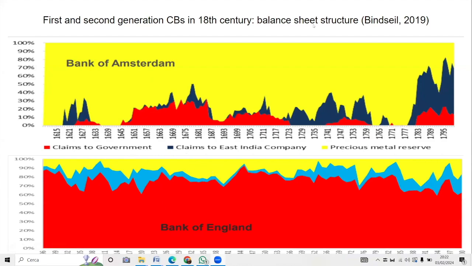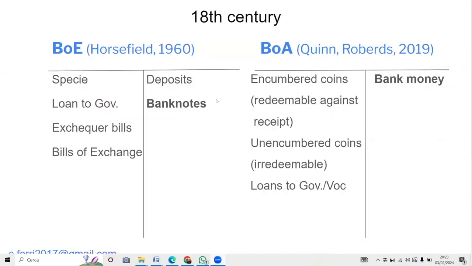by balance sheet structure in the 18th century, because the Bank of Amsterdam did not survive Napoleon. And you can see that in the case of the Bank of Amsterdam, the largest part of the assets is the yellow part, that is precious metal, while in the case of the Bank of England, it is the red part, that is the usual loan to the sovereign. Okay. These are the balance sheets.